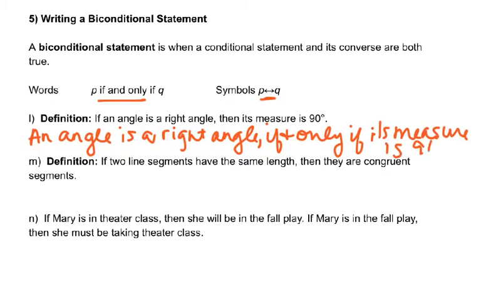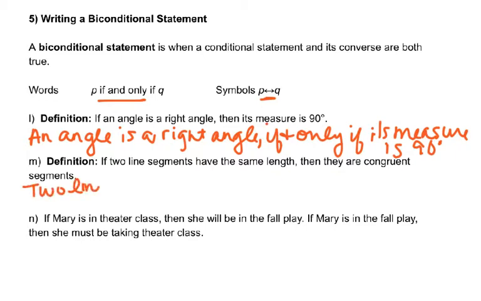is 90 degrees. Okay, if two line segments have the same length, then they are congruent segments. That's true. Then say it the reverse: if they are congruent segments, the two line segments have the same length. Yes, but they mean the same thing, so it's just different ways to say it. So we're going to write it with if and only if.